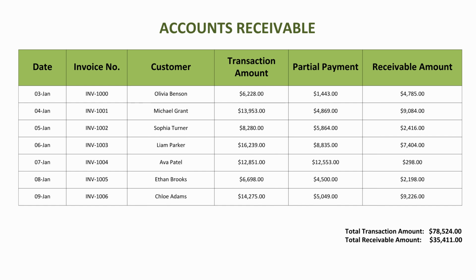Each customer has their own individual account. Whenever goods or services are sold on credit, that transaction is posted here. When customers make payments, their accounts are updated to reduce the balance owed. In summary, it shows who owes the business money and how much.